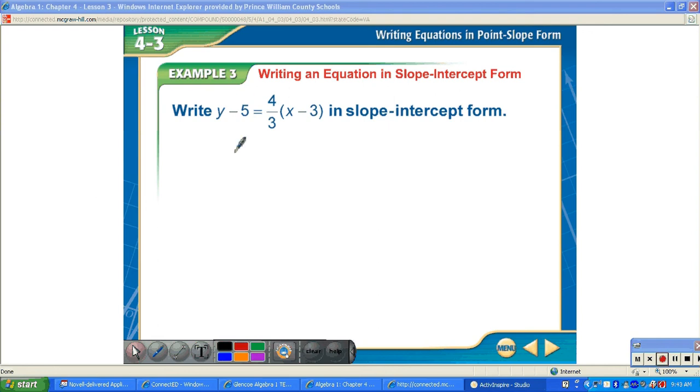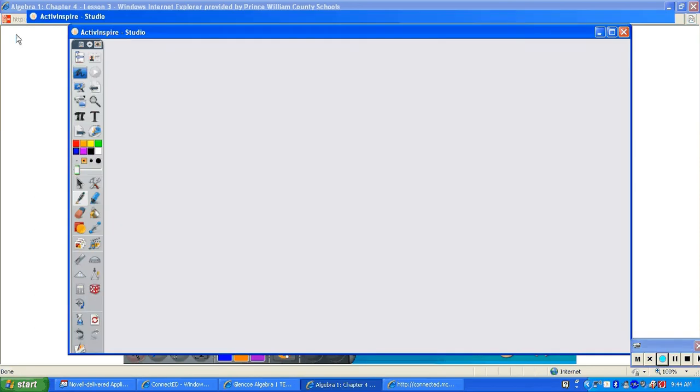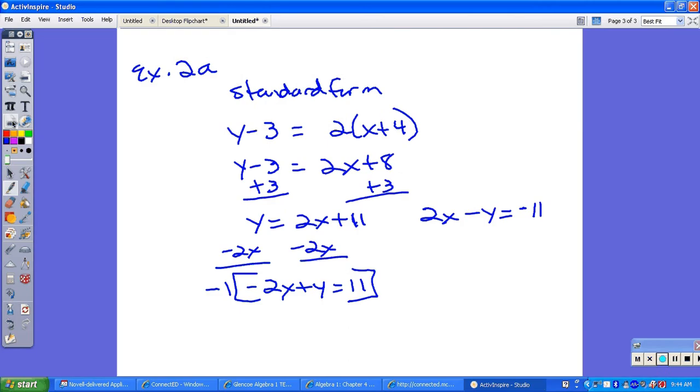Okay, I really don't like that. So we're going to take that off and write it much better in Active Inspire. y minus 5 equals 4/3 times x minus 3. So let's take that off, and we'll go to another screen.